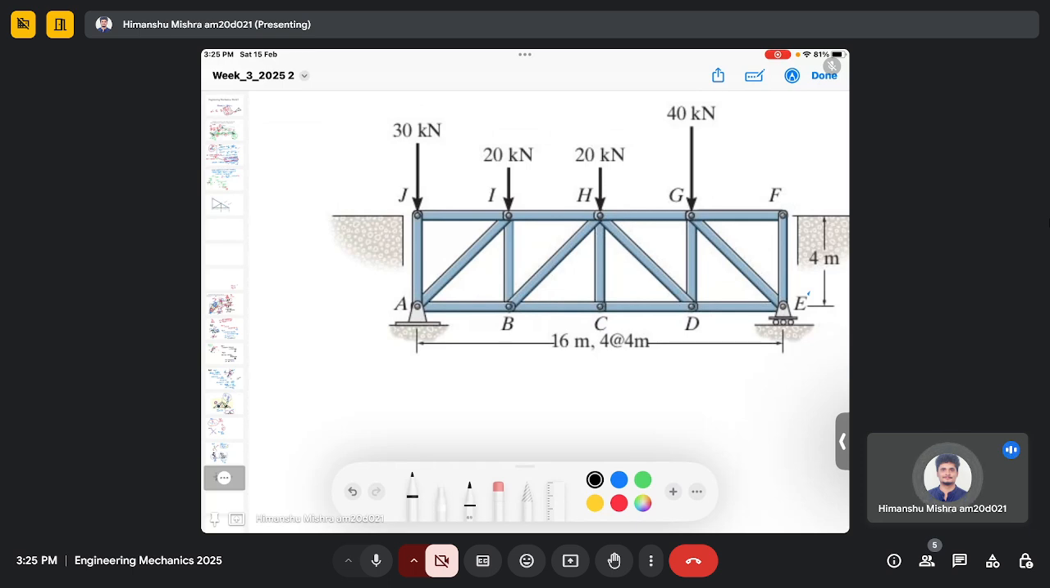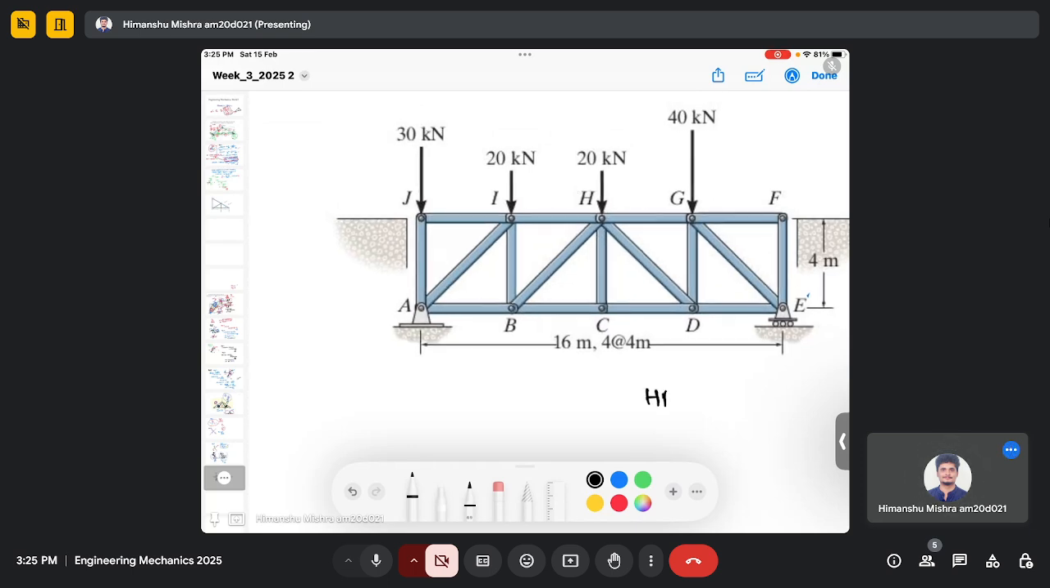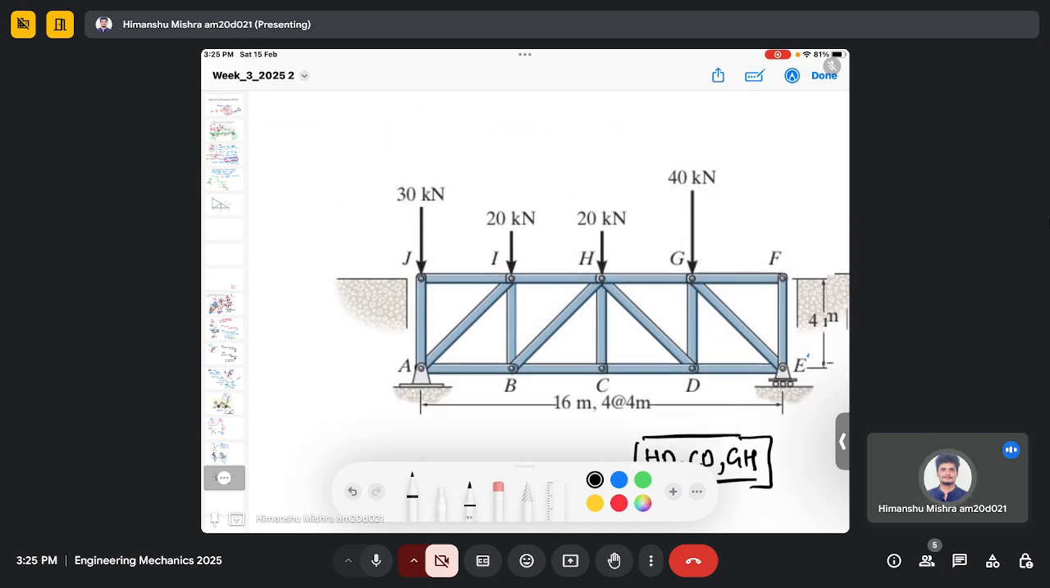So in this question, we actually need to find the force in the members HD, CD, and GD. So we need to find the forces in these members, and we will find the forces by using the method of sections.